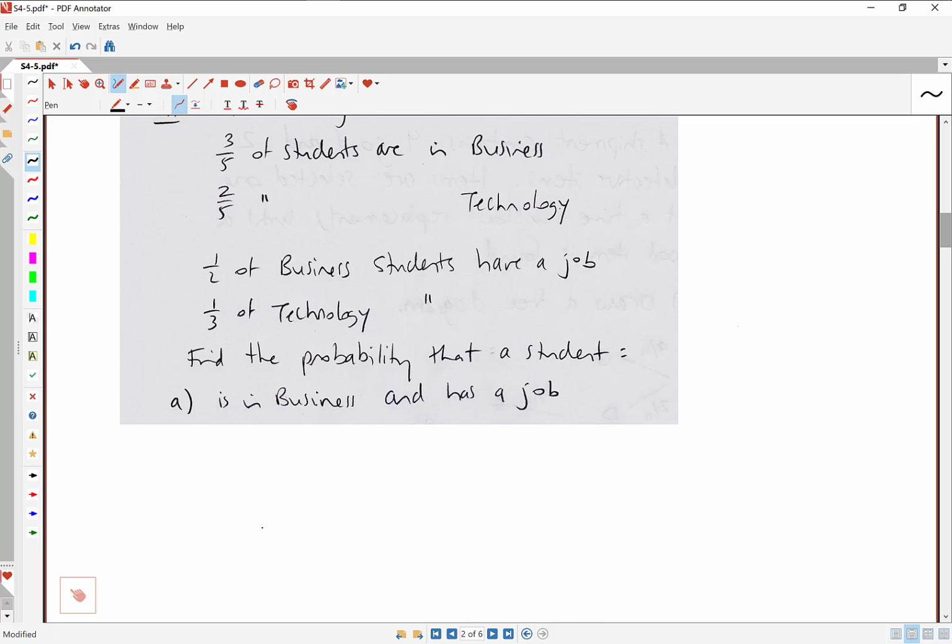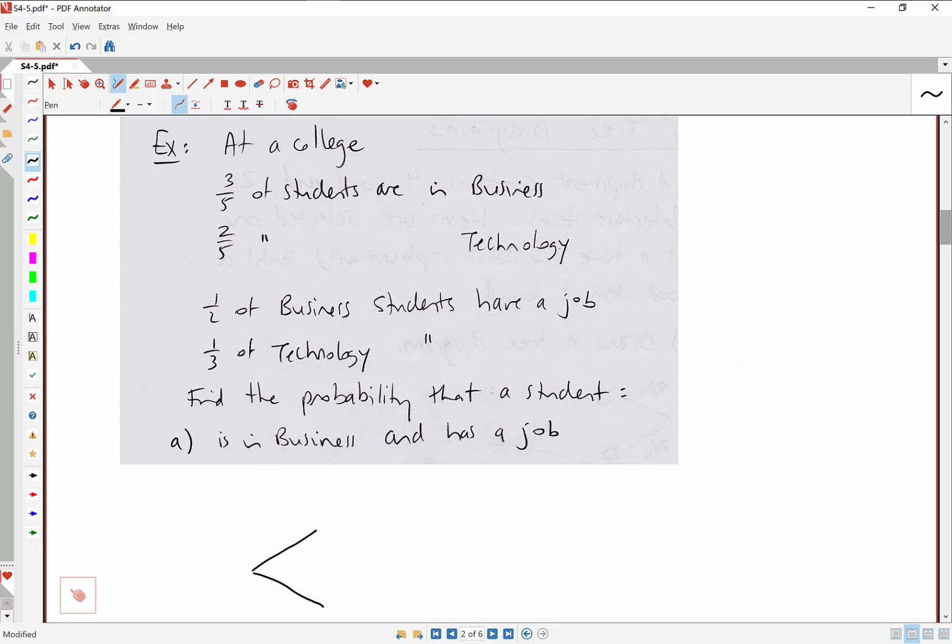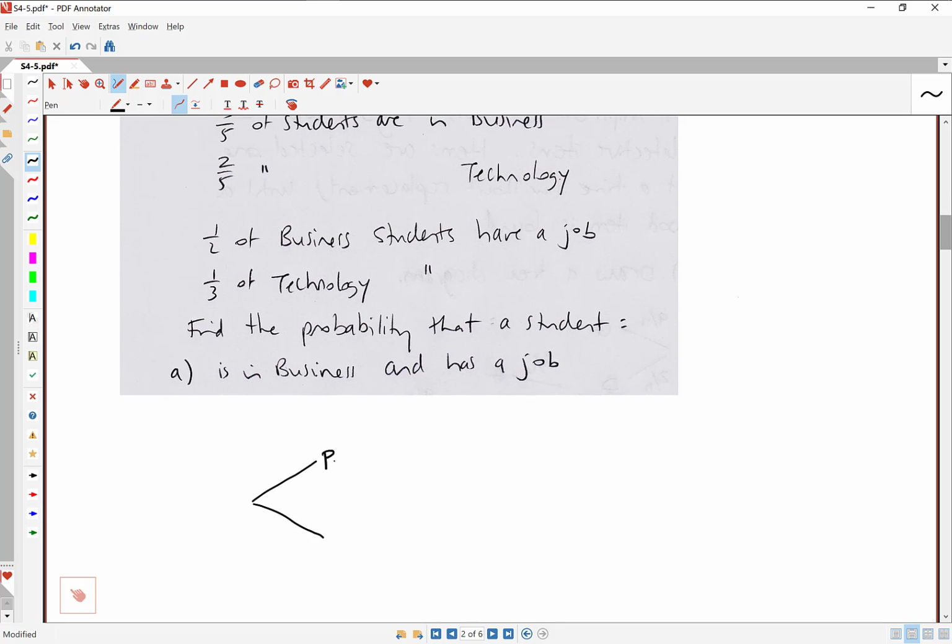So let's think about what our tree diagram should look like. We'll think about what the first choice is. So first thing we're told is just the proportion of students that are in the 2 different programs, business and technology. So first branch, a student is either in business or in technology. And then once we know whether we're talking about a business student or a technology student, we can talk about the probability that they have a job or not. So the second set of branches would represent job or no job. And we'd have the same kind of choice for the tech student, job or no job.